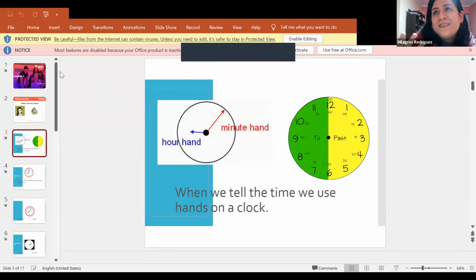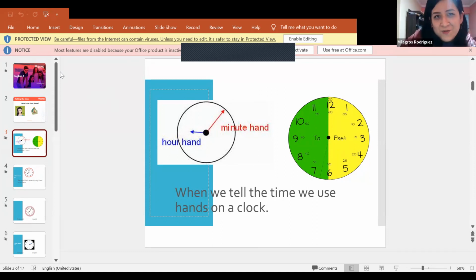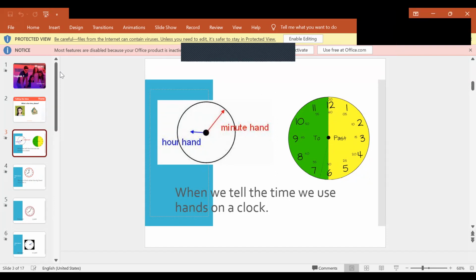And the important vocabulary about this is that all the clocks have 2 hands, right? The minute hand and the hour hand. Which hand is shorter? The one that shows you the hour or the minutes? The hour hand, good. And the long hand shows you the minutes, right? When we tell the time, we use hands on a clock.